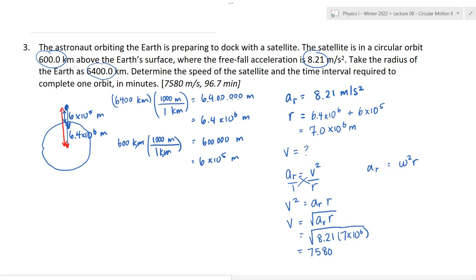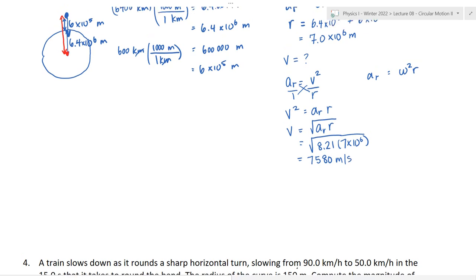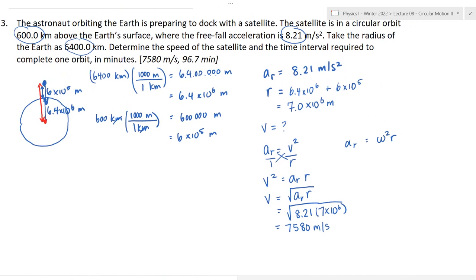So even though it's 7581, we should be rounding so it only has 3, so we're going to make that last digit a 0 so that it's not significant. And then we have meters per second here. Okay, so that's the first part where it says what is the speed of the satellite.